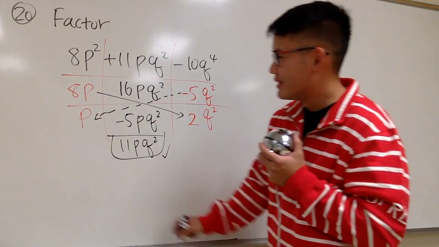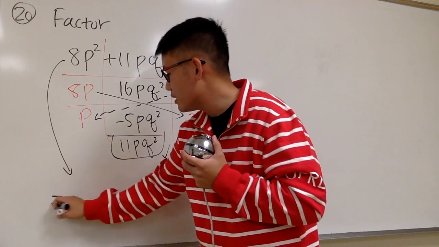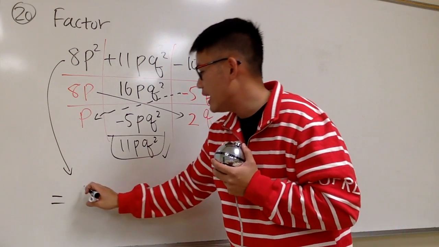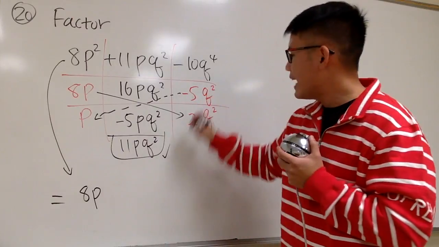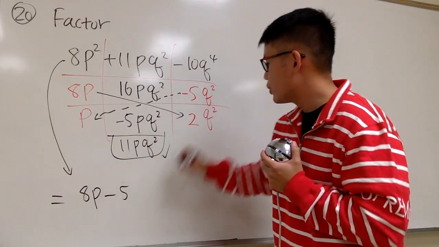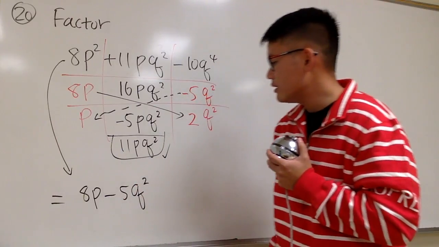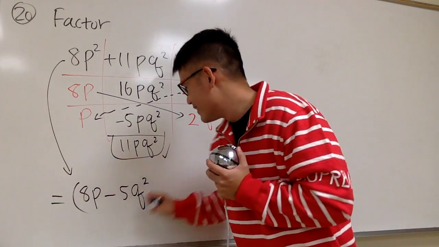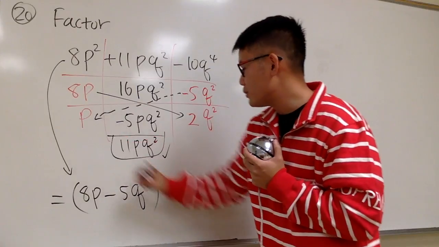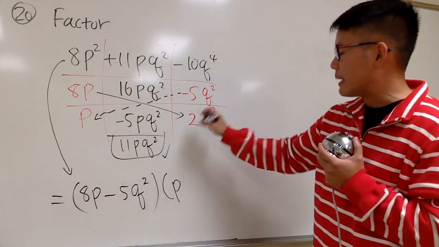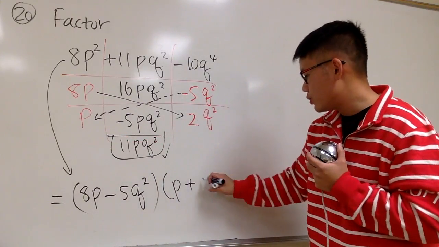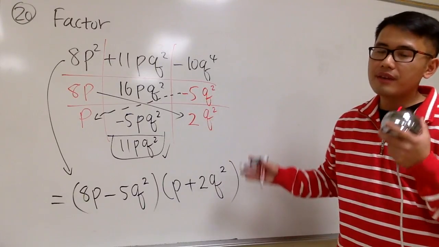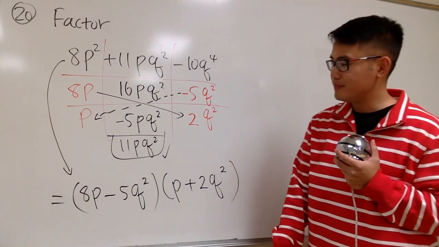And now, we know this is going to be, remember, read the answer across. We have the 8p right here, minus 5q squared, and this is how you should write the q in math, otherwise it looks like a 9. Alright, the other factor is p right here, and this is a positive 2, so it's plus 2q squared. And can we factor out more right here? No.